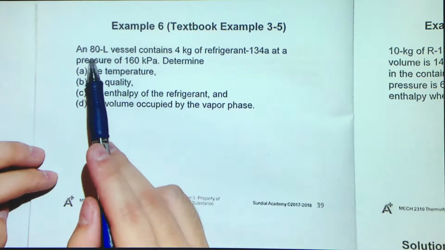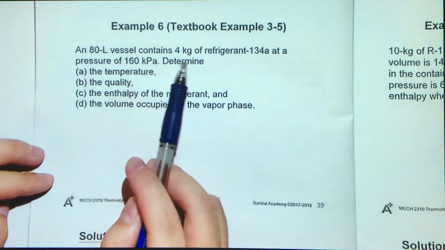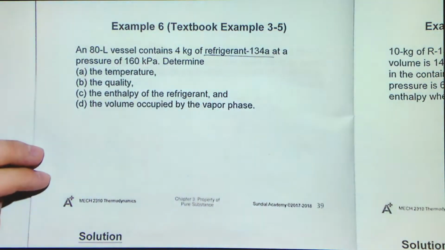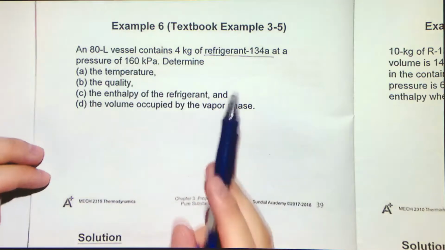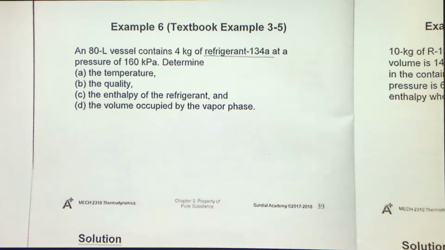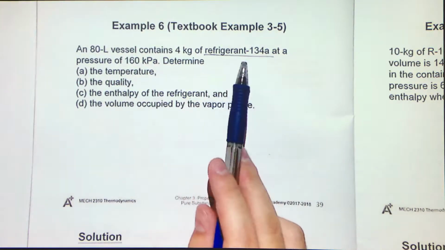We have an 80-liter vessel. It contains 4 kilograms of refrigerant 134A. Remember here it is R134A, so you no longer check table A4 or A5. We need to check, for example, table A11 or table A12, because the property tables we have used so far are only suitable for water. For other substances we need other tables, because of the different physical properties of different pure substances. So this time it is R134A, no longer water.